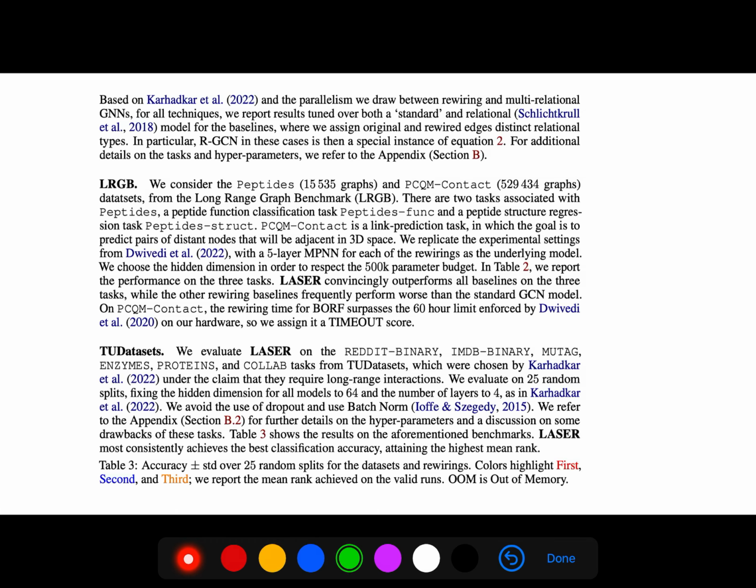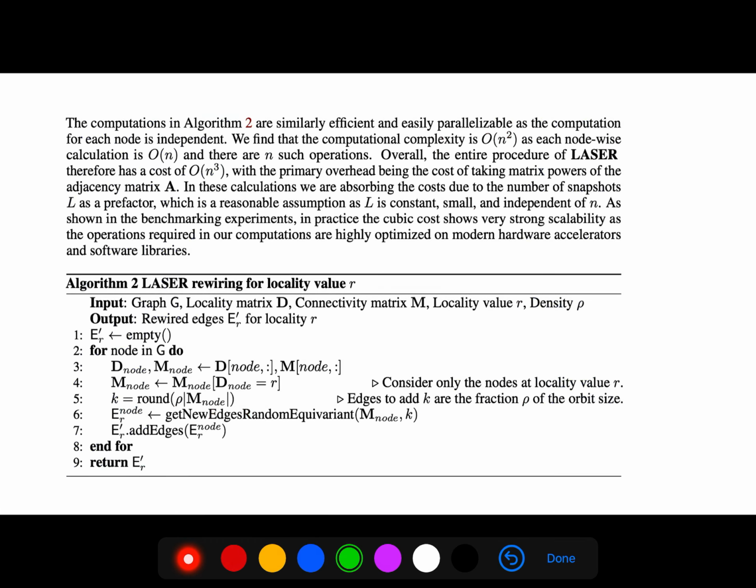So this is the algorithm. Given the graph, the locality matrix D and the connectivity matrix M, a locality value R, and density rho, we want to find the rewired edges for a particular locality R.